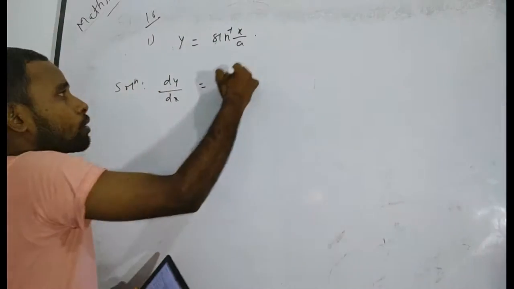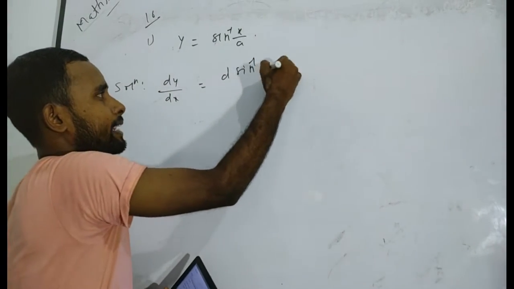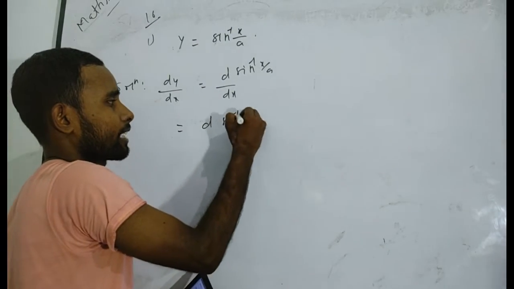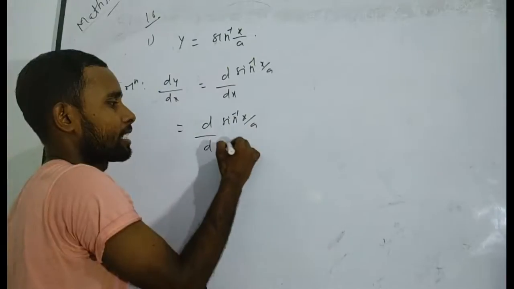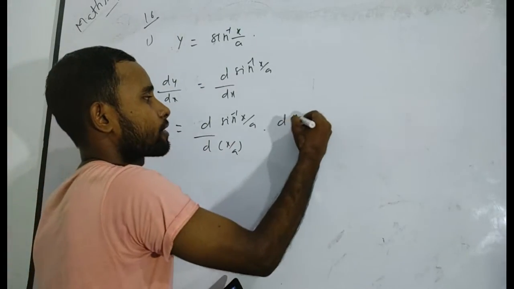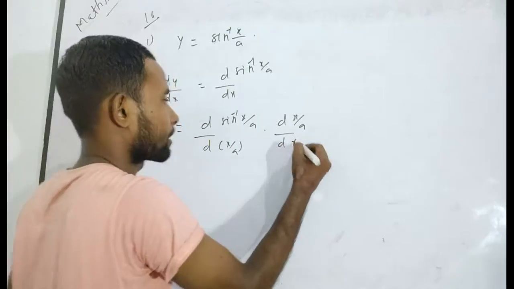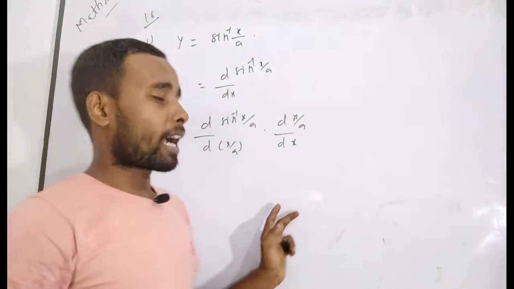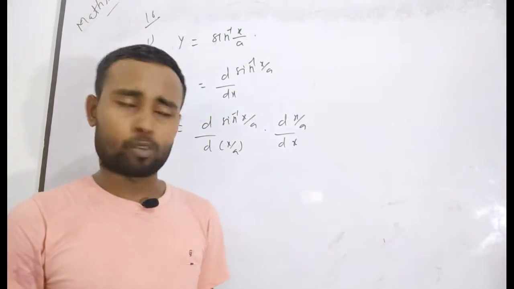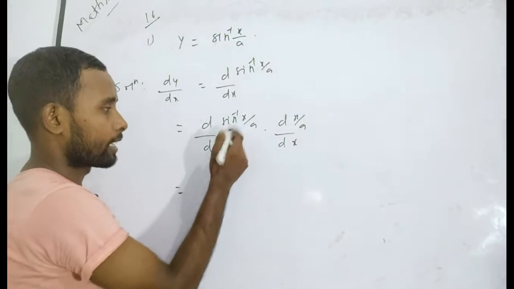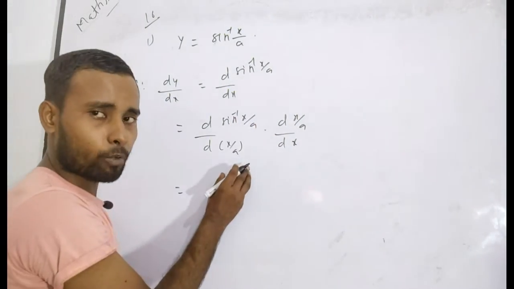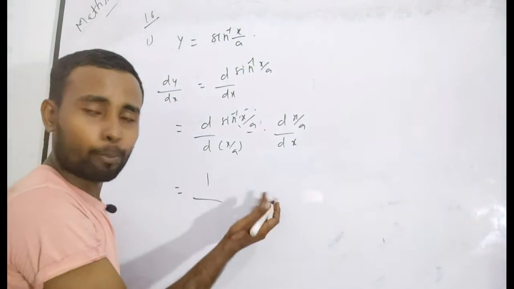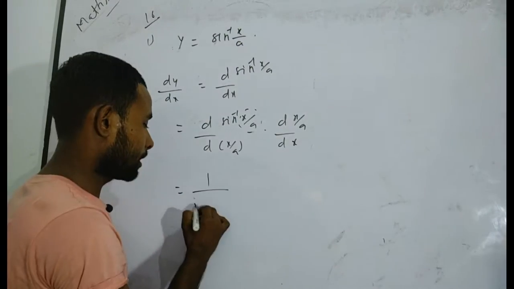dy/dx is equal to d of sin inverse x by a with respect to x. It can't be differentiated directly, so I want to write here sin inverse x upon a with respect to x upon a. Again you have to differentiate x upon a with respect to x. Because a is a constant, I have already told you, whenever you face letters other than x and y, everything will be constant. The derivative of sin inverse x upon a with respect to x upon a will be what? Suppose this is p. That means sin inverse p with respect to p will be 1 upon root under 1 minus p square. I have already discussed such a formula.